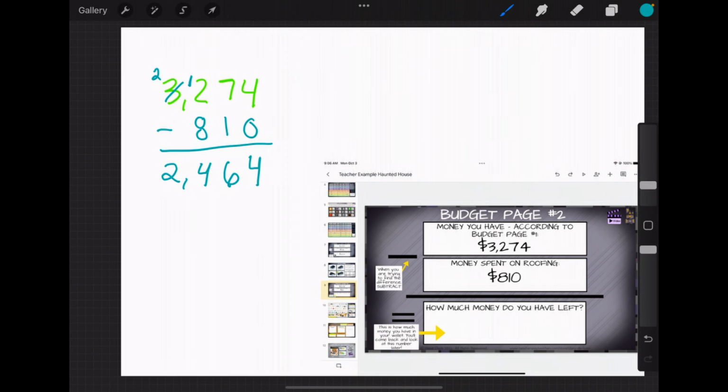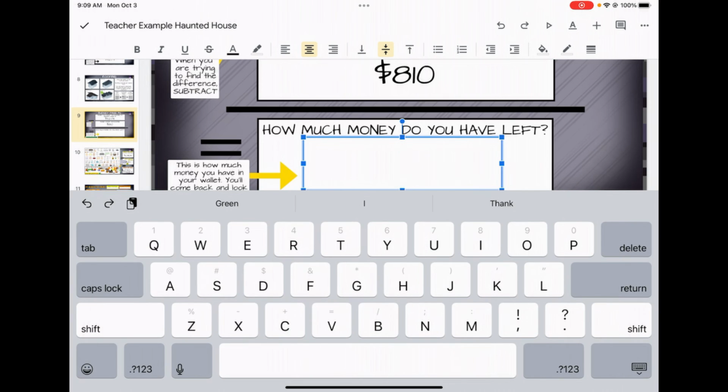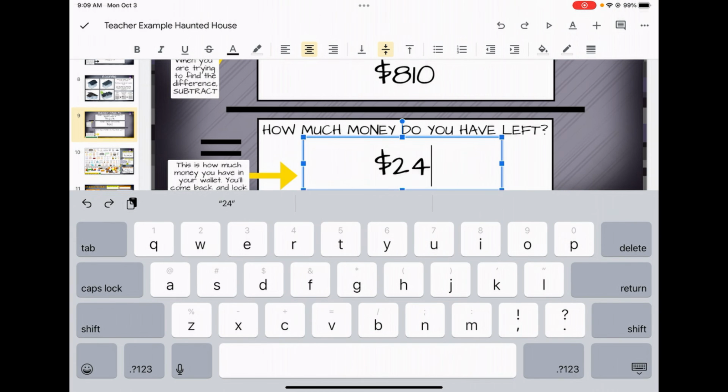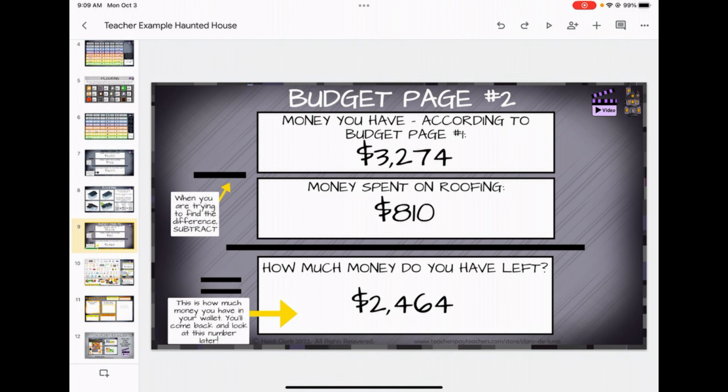I have $2,464 left over. And that's it for budget page 2.